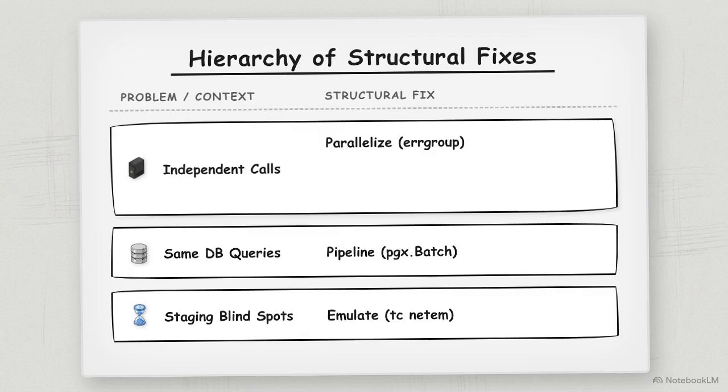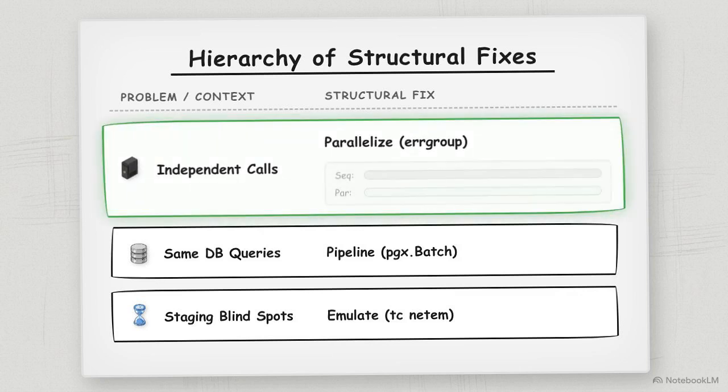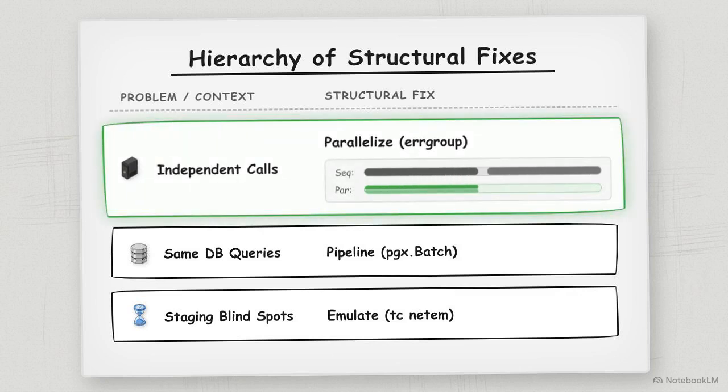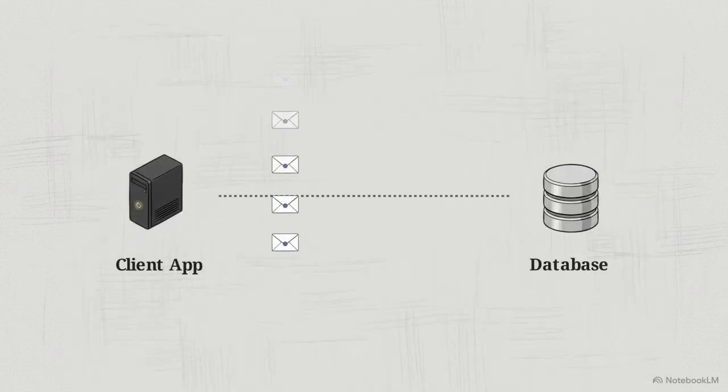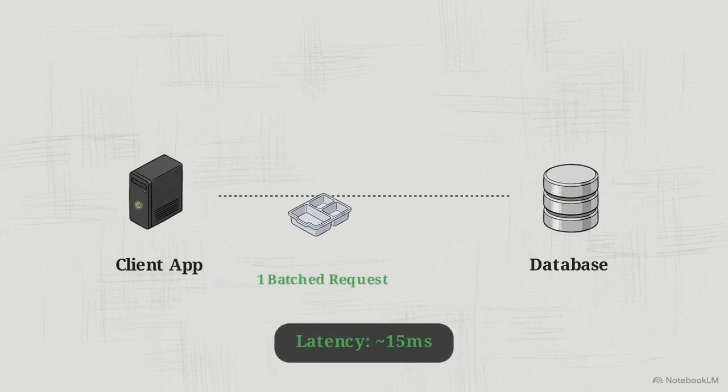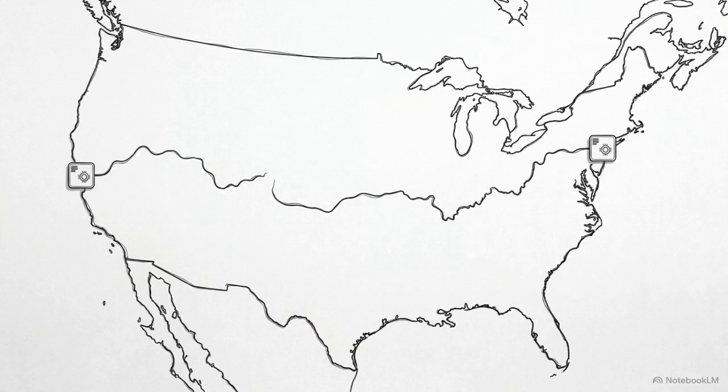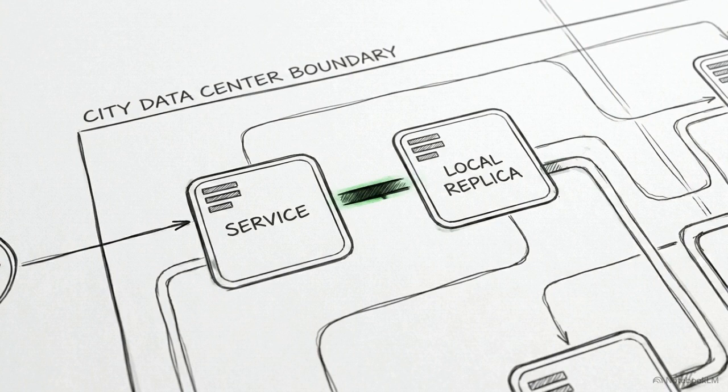This matrix outlines the strict hierarchy of structural fixes. For independent cross-service calls, parallelizing execution via errgroup yields the single highest impact reduction in total wait time. When an application makes multiple sequential requests to the exact same database, client-side batching is mandatory to shrink n round trips down to exactly one network event. For read-heavy applications operating in cross-region topologies, placing local read replicas and caches immediately beside your service is the only way to achieve zero-hop data retrieval.